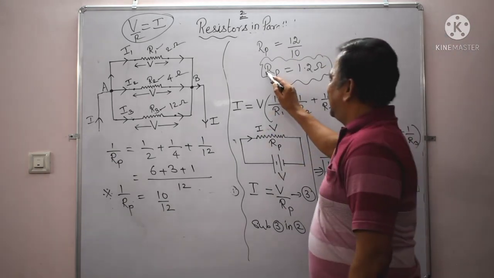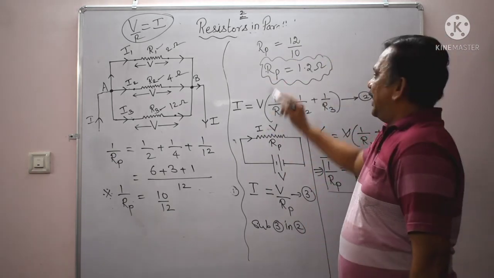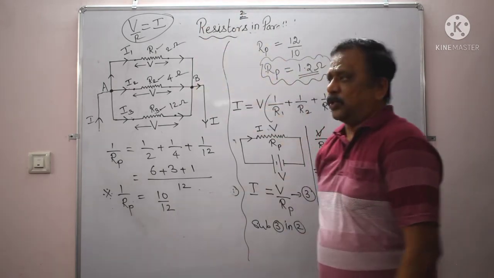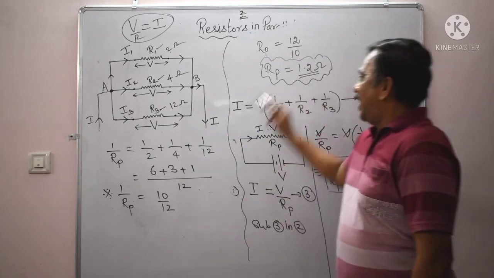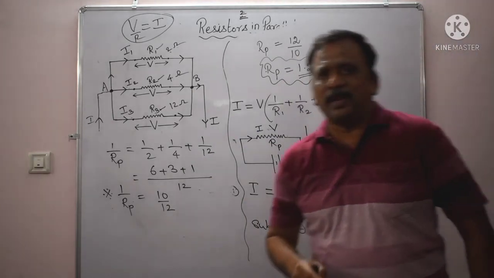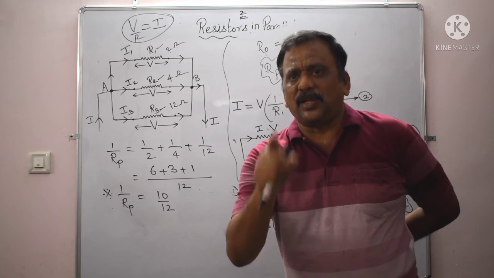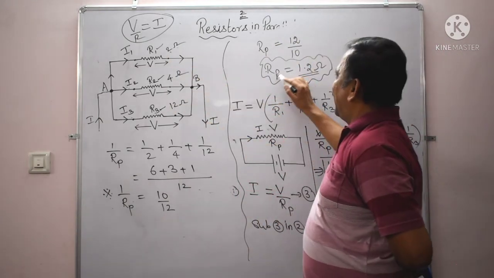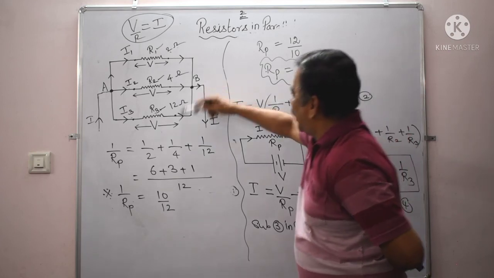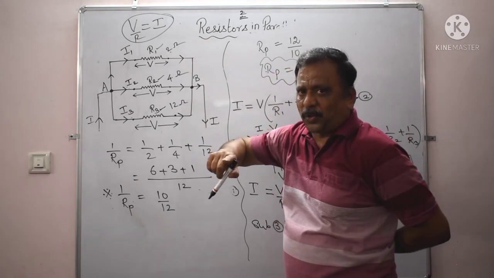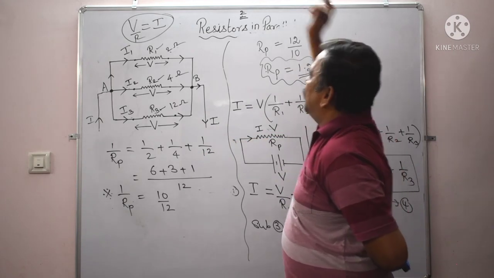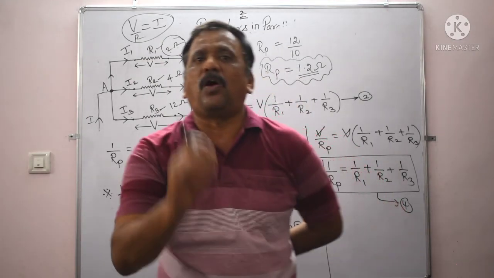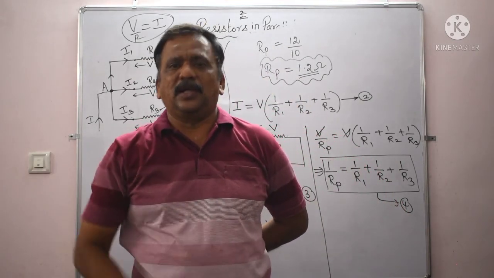If you look at the effective resistance, it is smaller than the smallest resistance in the circuit. The smallest resistance is 2 ohm, and the effective resistance is found to be lesser than the least resistance in the circuit. So whenever resistors are connected in parallel, the effective resistance will be lesser than all the resistors. Simply put, the effective resistance will be smaller than the smallest resistance in the circuit, which implies it will be smaller than all the resistors in the circuit.